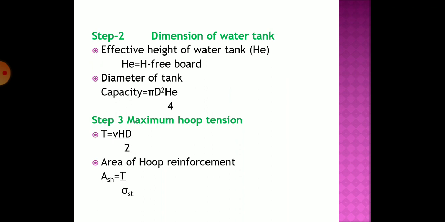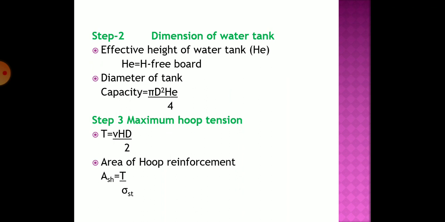Then step number 2, that is determination of dimensions of the water tank. First, determine the effective height of the water tank. Effective height means total height of water tank minus freeboard. We all know that freeboard is the portion of wall which is above the water level.